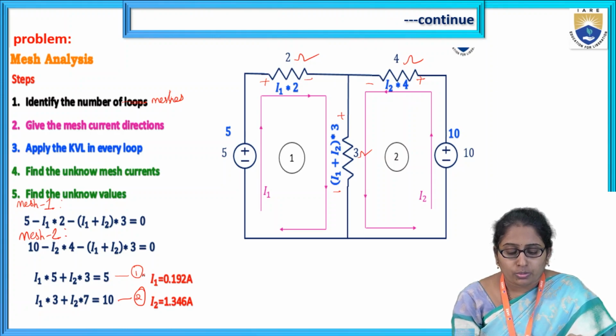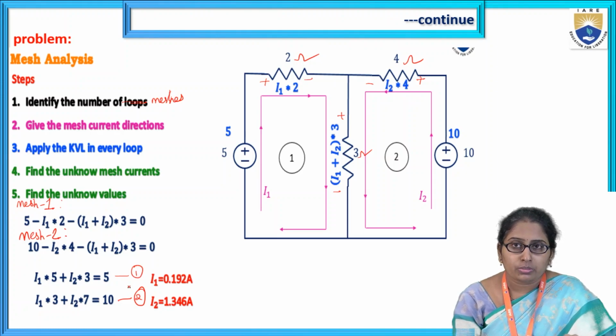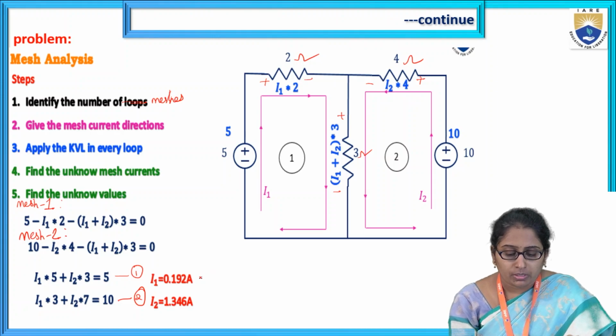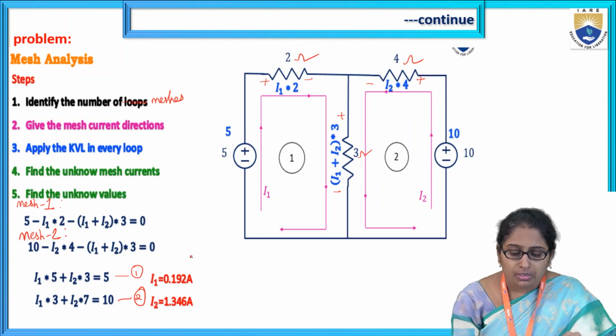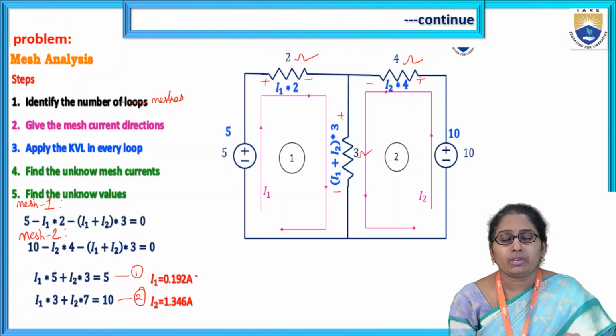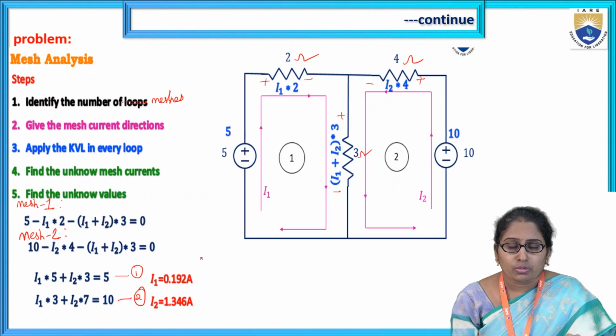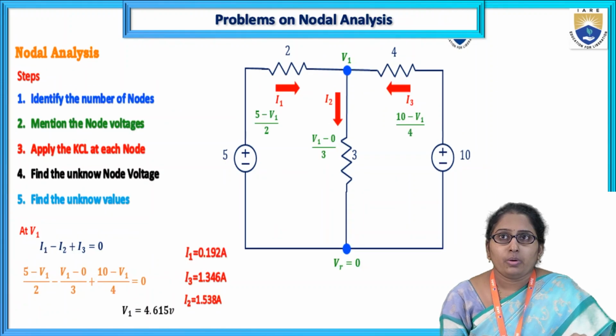So 2 equations, 2 unknowns. So solving them, I1 value is given by 0.192 amperes, I2 value is given by 1.346 amperes. So these are the values of I1, I2, which are also nothing but mesh currents. So mesh current values are solved. So that is how this problem is solved. Next we have a problem on nodal analysis.